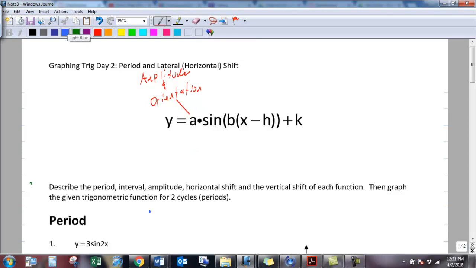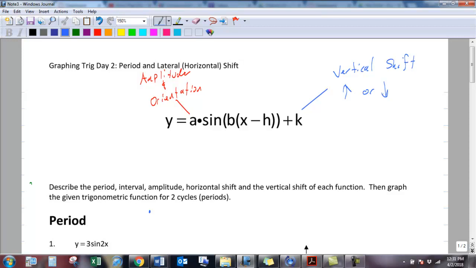But then the other thing that we talked about was K. K is the vertical shift. And what that means is it translates the graph either up or down. It's straight up the way you think. If it's plus, it's going to move up. If it's minus, it's going to go down.